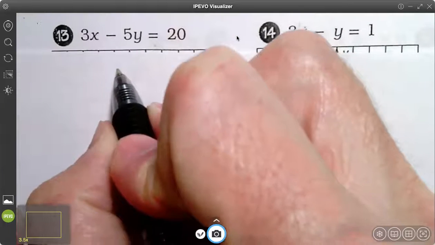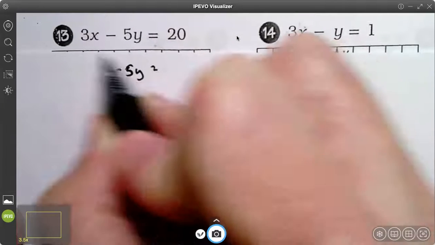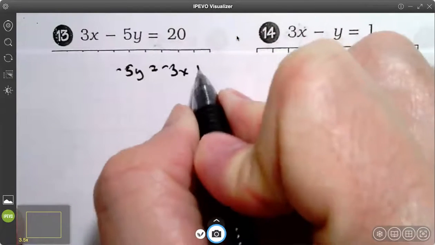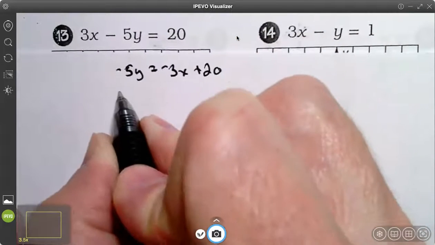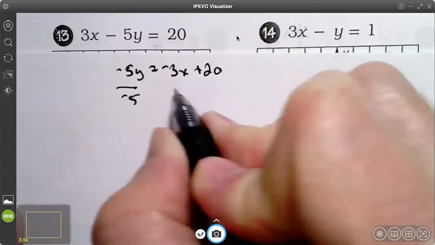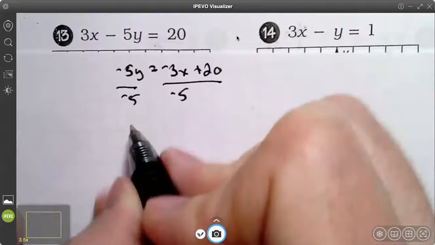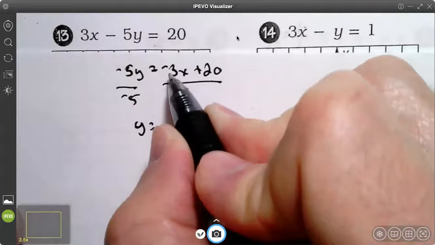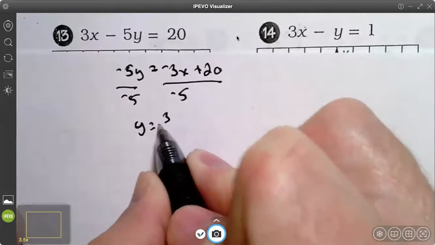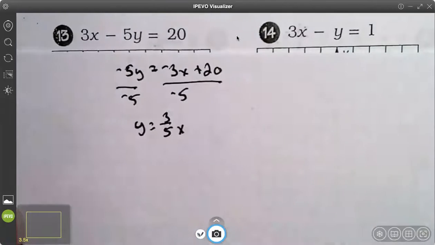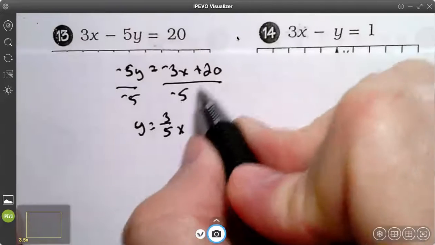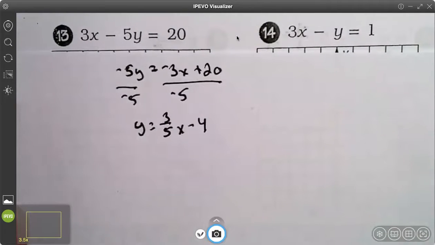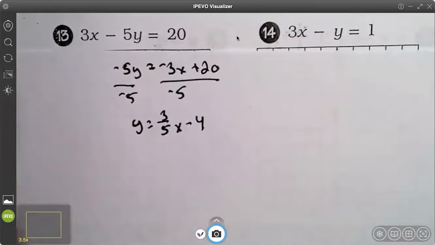To put it in slope-intercept form, I first move my 3x over. It becomes negative 3x. Then to get rid of times negative 5, I divide by negative 5. That gives me y equals negative 3 over negative 5. Negative divided by negative is a positive, so your slope is positive 3/5 x. And 20 divided by negative 5, different sign, negative answer. Your y-intercept is negative 4.